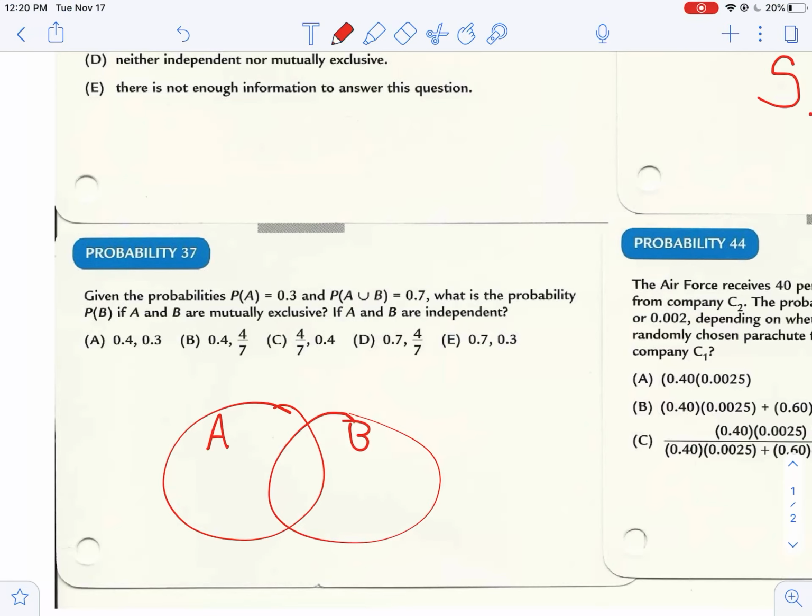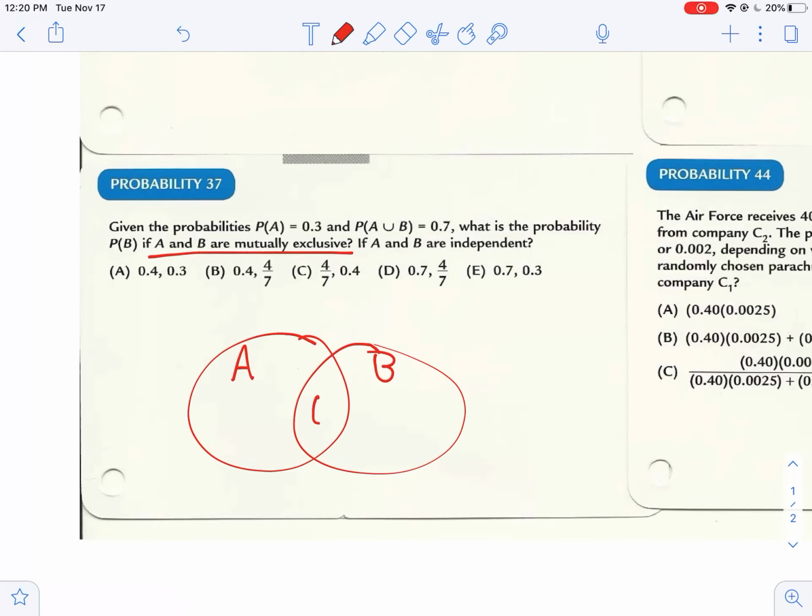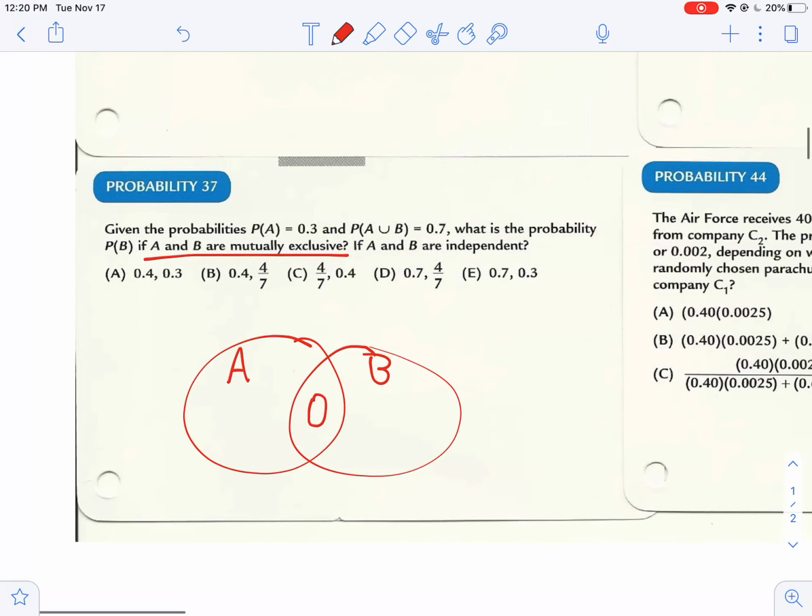Now, the first one mentions that A and B are mutually exclusive. If they're mutually exclusive, then they can't happen at the same time, which means the value right here in the middle is going to end up being 0. The probability of A is 0.3, so I'm covered here, and I know this whole thing has to equal 0.7. So it's pretty straightforward: 0.3 plus 0 plus 0.4 would give me 0.7. So I'm able to narrow it down. I can get rid of C, D, and E.